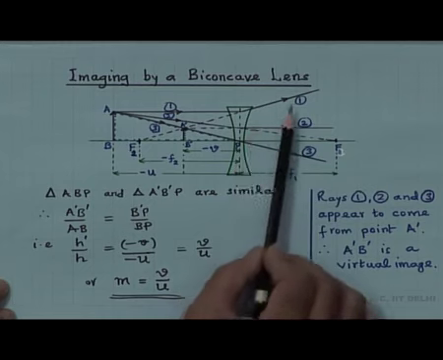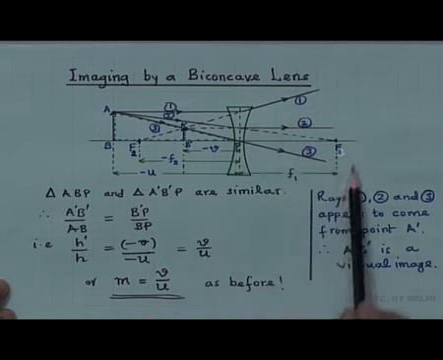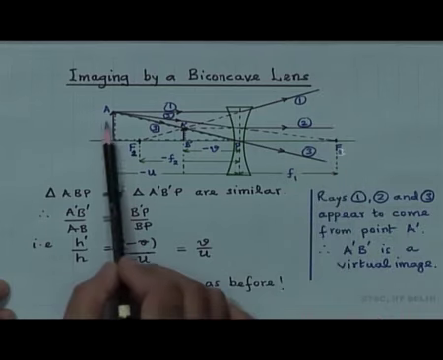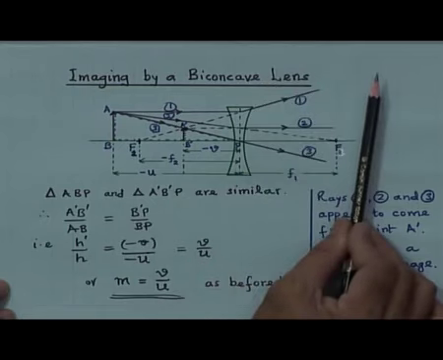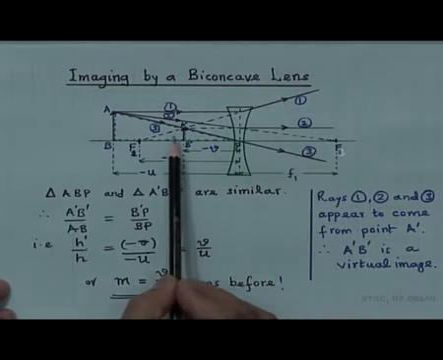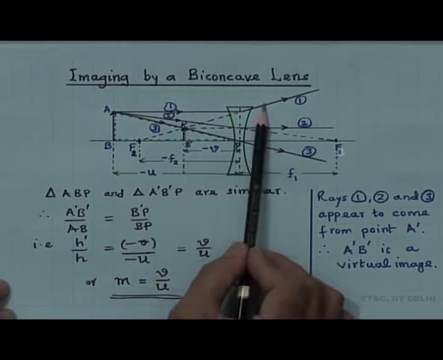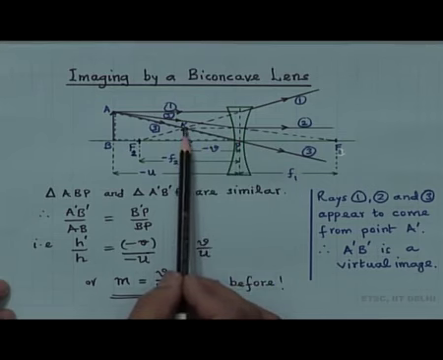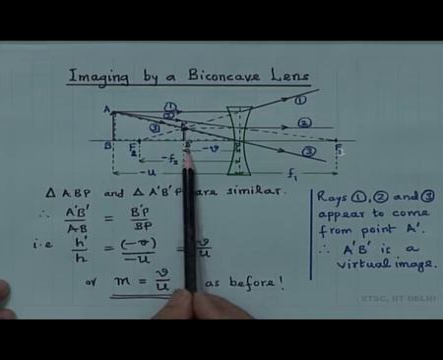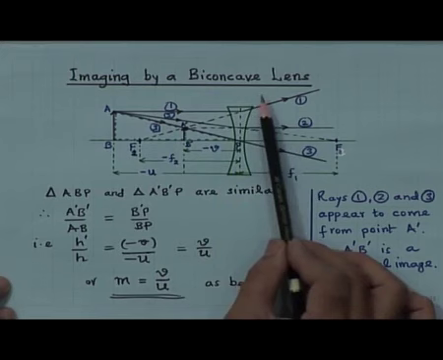All the three rays 1, 2, 3 do not intersect anywhere here. Rays coming from A do not intersect anywhere on the other side of the lens, but note that they appear to come from a point where they intersect. If we extend these backward, then they appear to come from a point A dash, and therefore A dash B dash is the image of AB due to a biconcave lens.